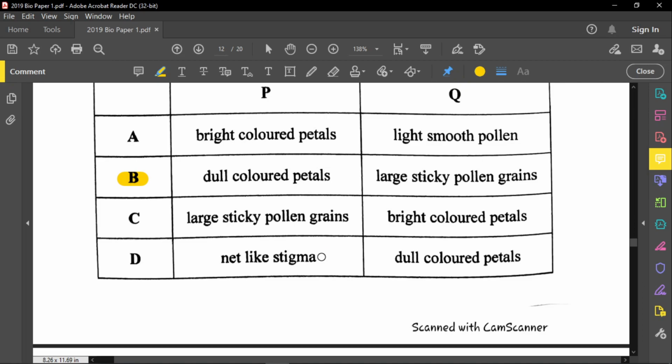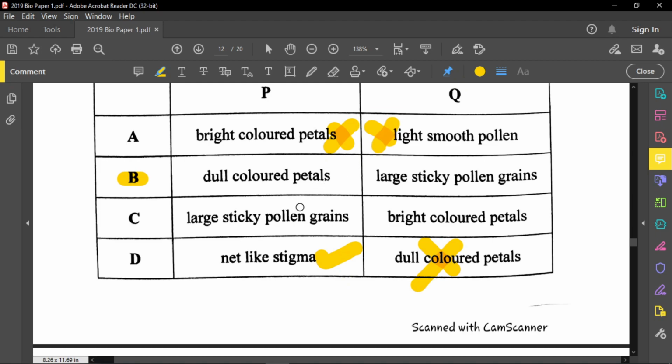Net could work for P, so I'm going to stick that, but dull could not work for Q because it must be brightly colored. Okay, all right, so let's take the one that's actually correct here. So this is incorrect. This makes this choice incorrect. This also makes this incorrect, so both of them are incorrect.